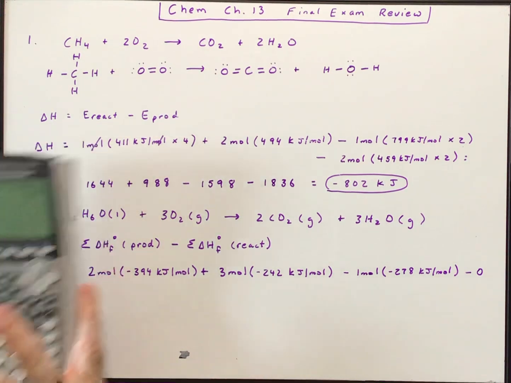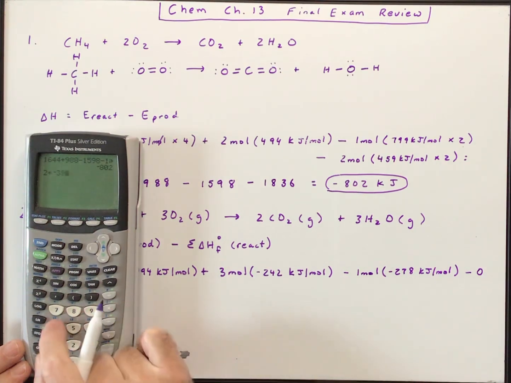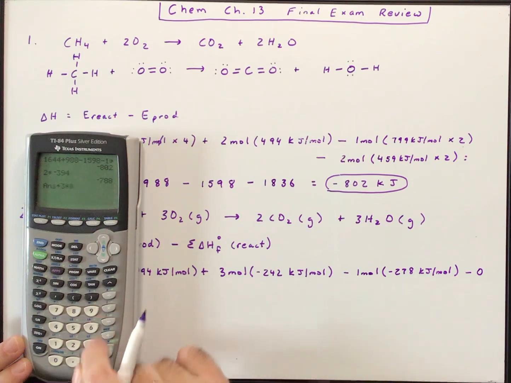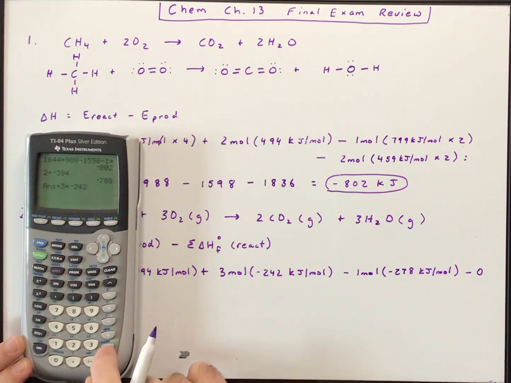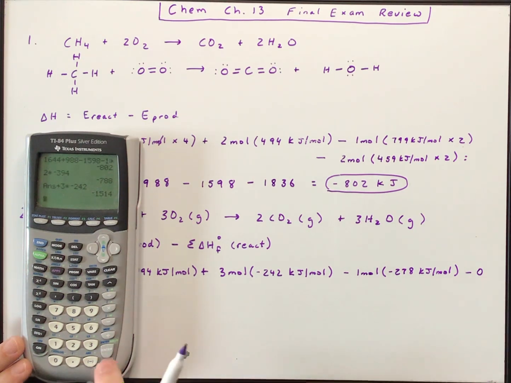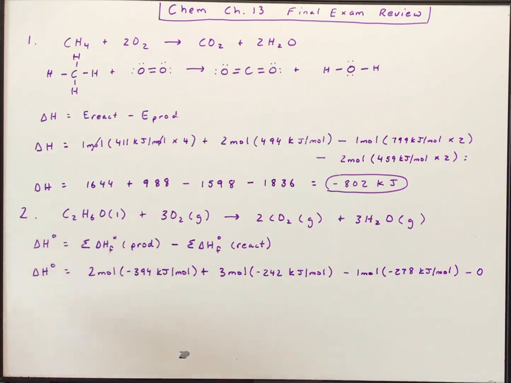All right, so we have 2 times negative 394 plus 3 times negative 242. And then 2 negatives that make a positive, so it'd be plus 278. That's negative 1236.